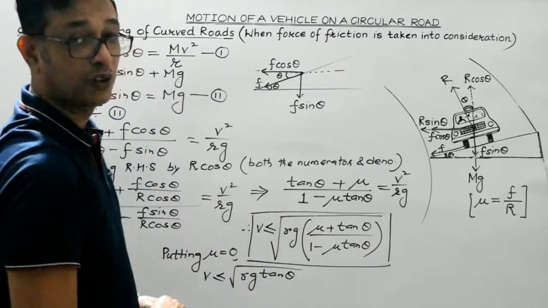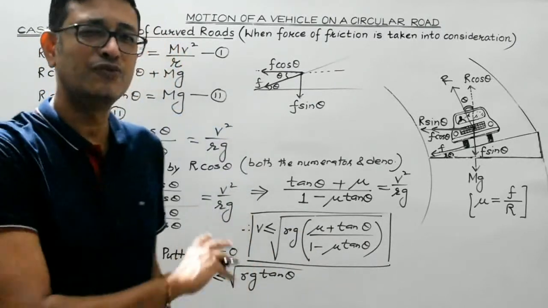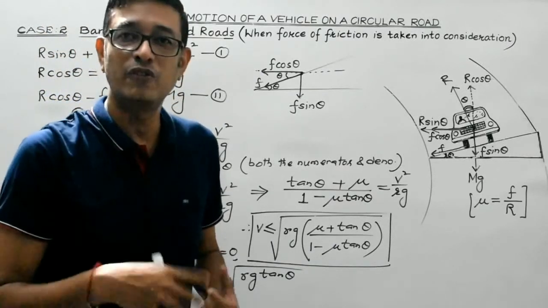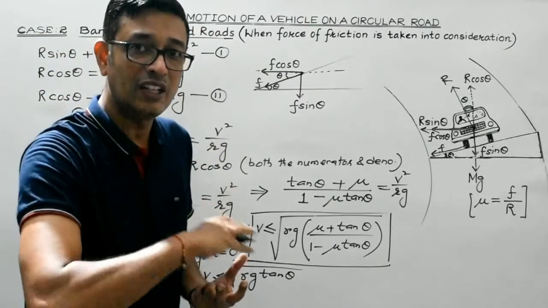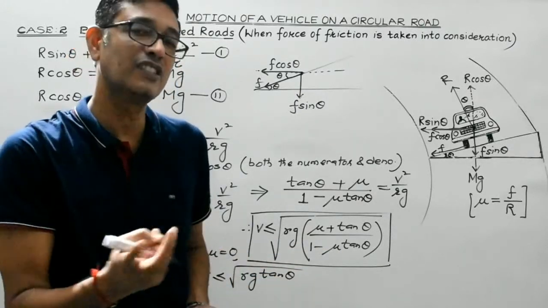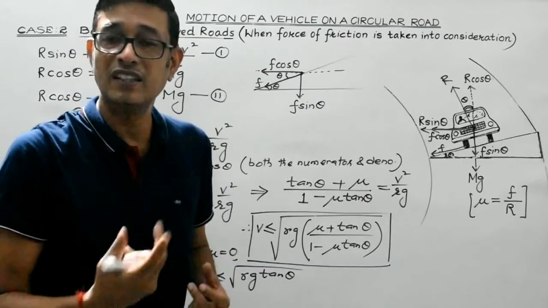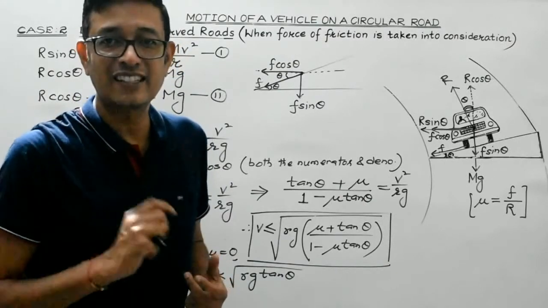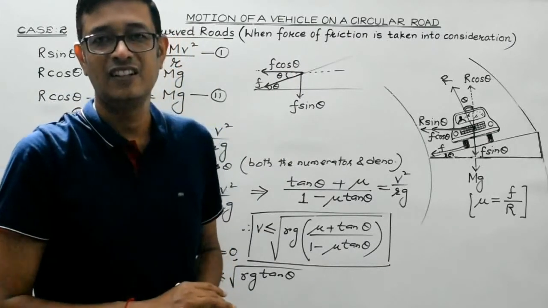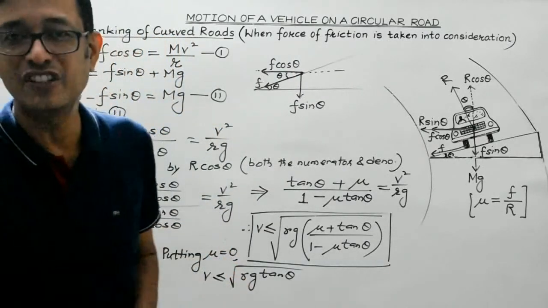So students, we are over with this particular session. This was a very important topic. So we have done 3 articles, right? Motion of a vehicle on a circular turn on a level road, and then we considered banking of tracks. And here we have considered 2 sub-cases. One is when the force of friction is neglected, and the second is when the force of friction is taken into consideration. So I hope you have enjoyed this session, right?